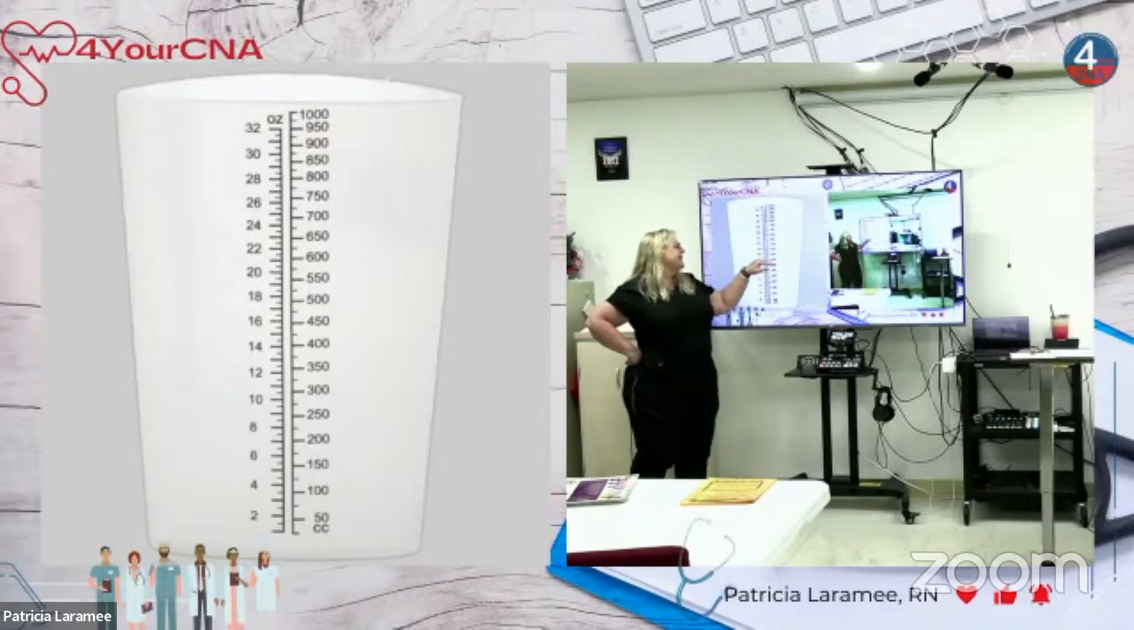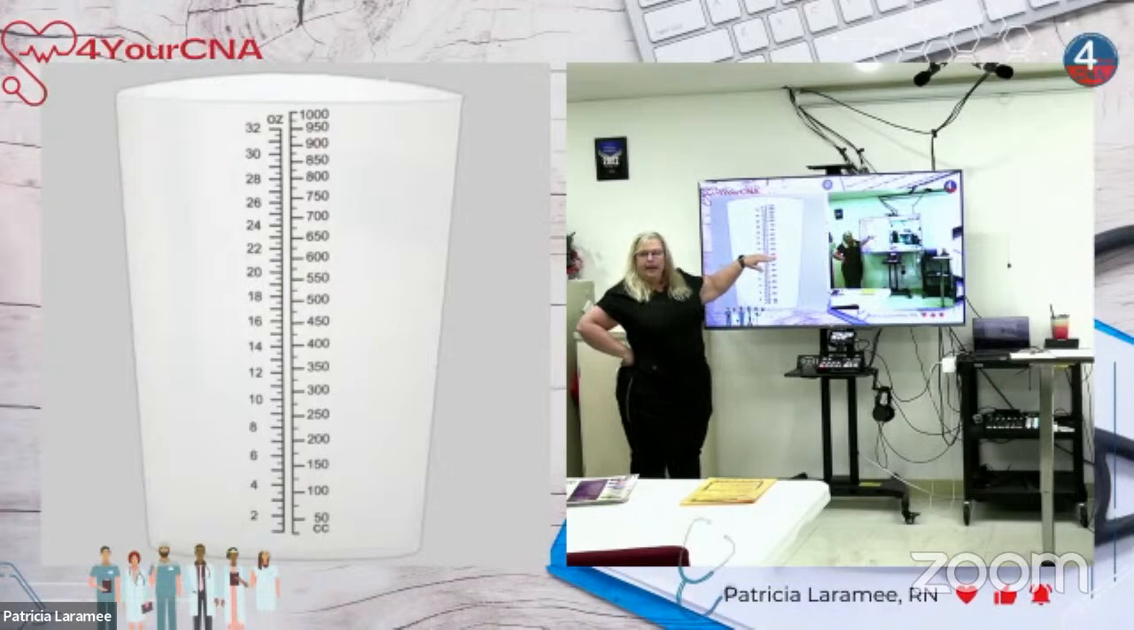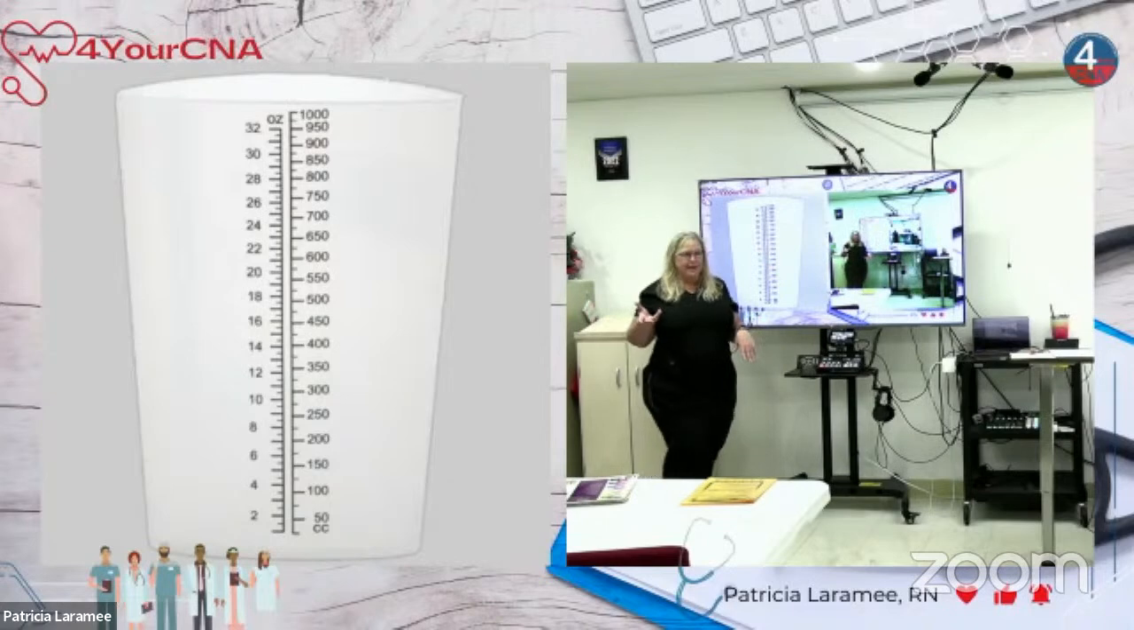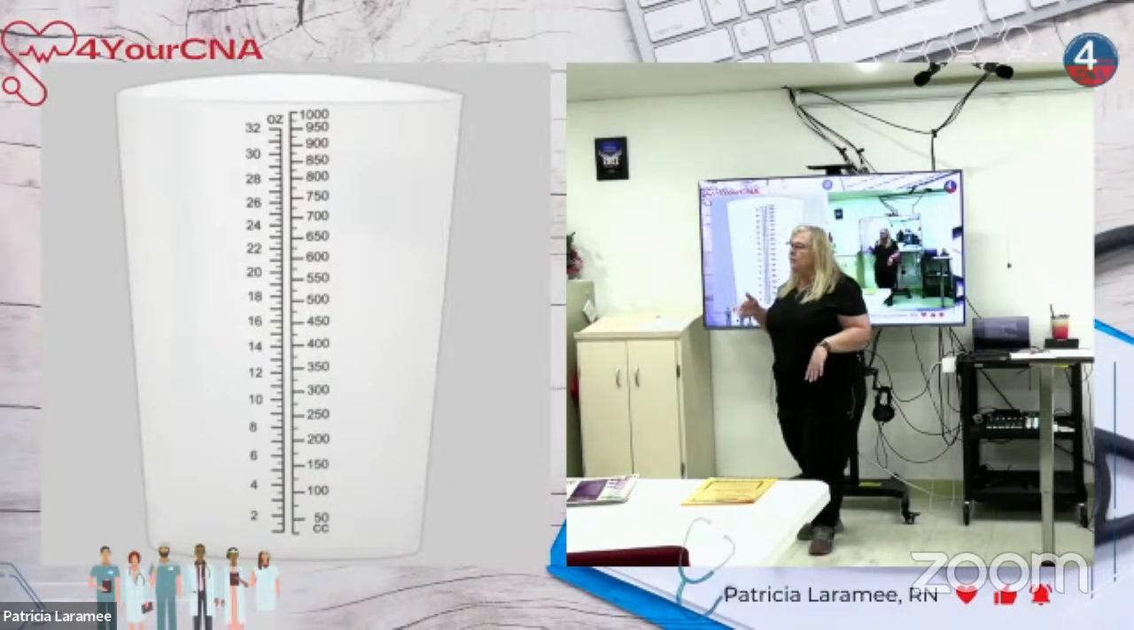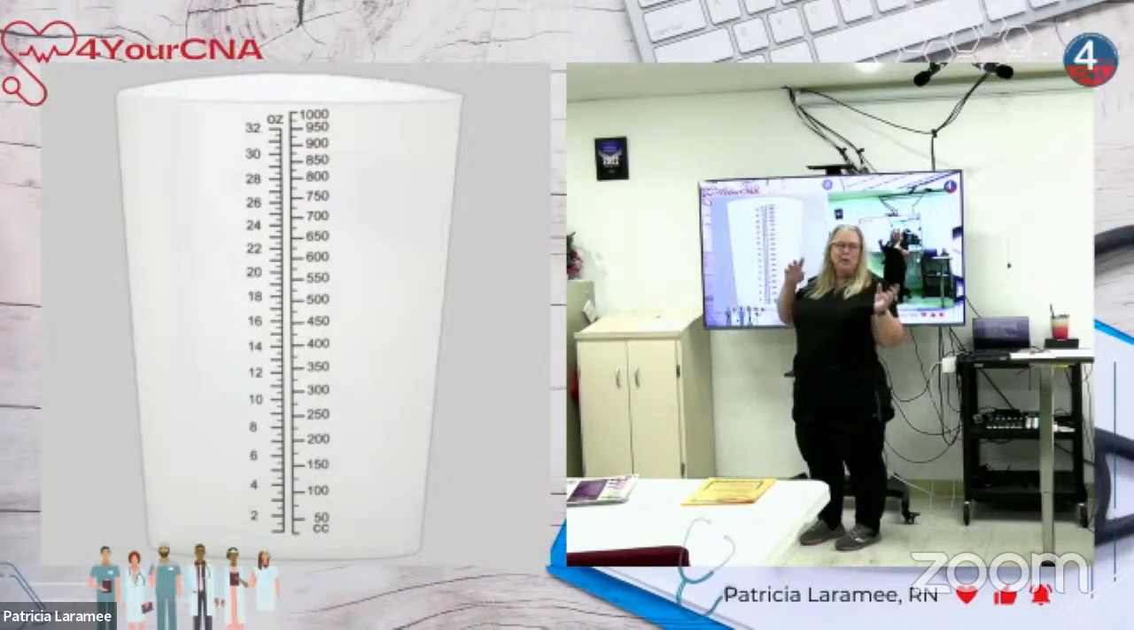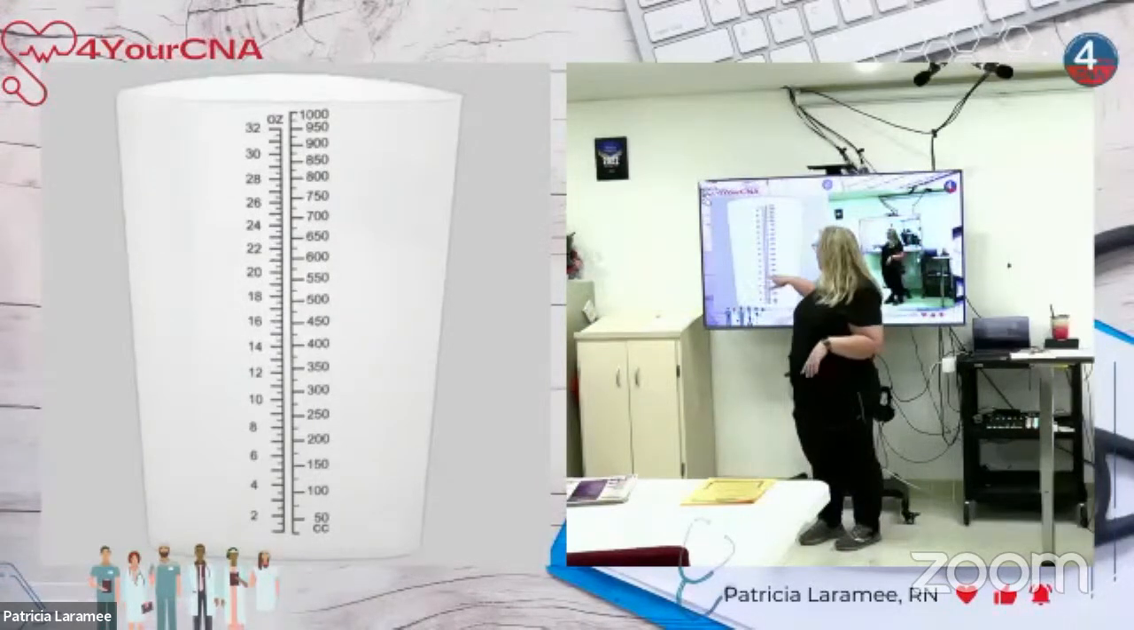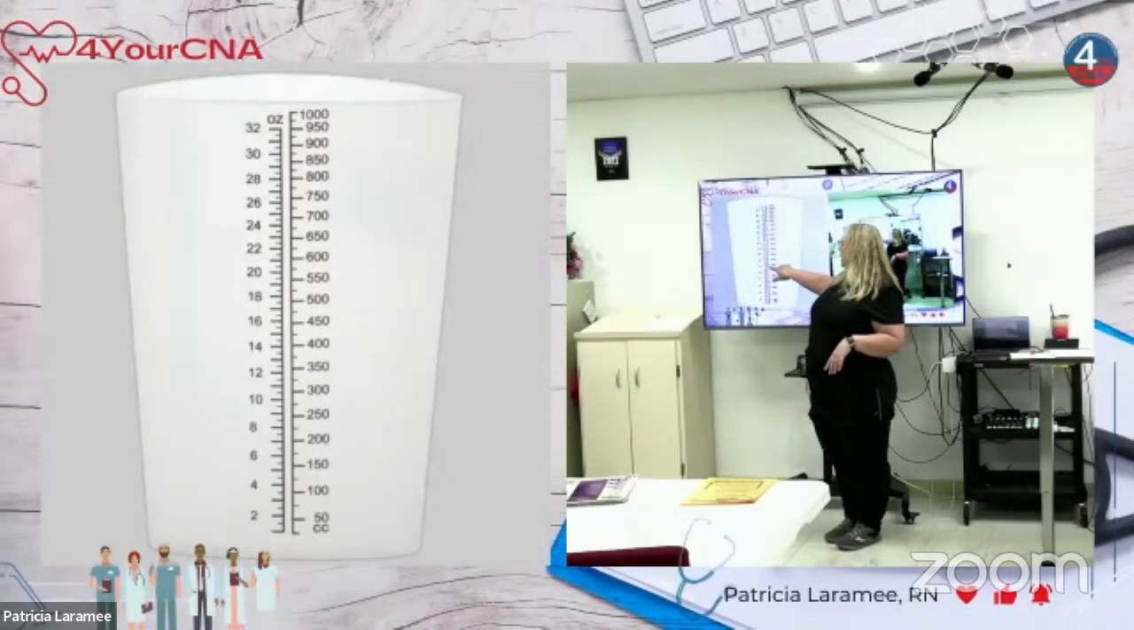And we're going to look to see where the urine ends. And whatever line it's closest to is what we're going to document as the reading. So it doesn't matter whether you're rounding up or down. It's whatever line it's closest to. But if you're looking at this, you'll see a line here for 350, a small line, and then a line for 400. That small line halfway between 350 and 400 would be 375.